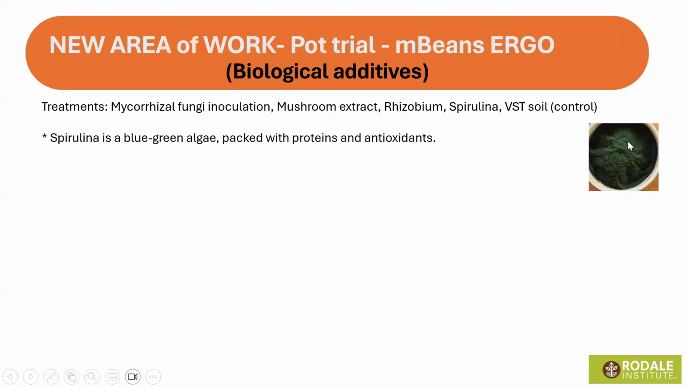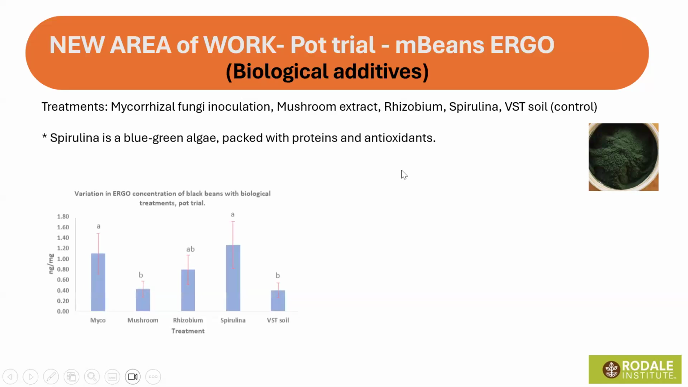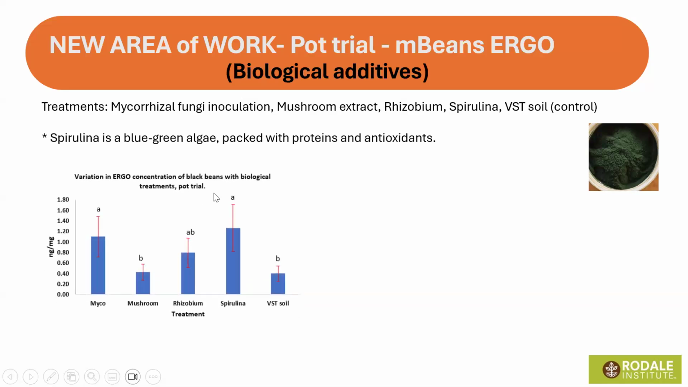I use the organic powder of spirulina, and it is pretty well known, packed with proteins and antioxidants. I wanted to know whether any of those treatments will really make a difference on the ergothioneine. So let's look at black beans in this case. Again, these are the treatments, and you could see the winners were mycorrhizal inoculum and the spirulina in this case of the black bean. And so this is a pot experiment.